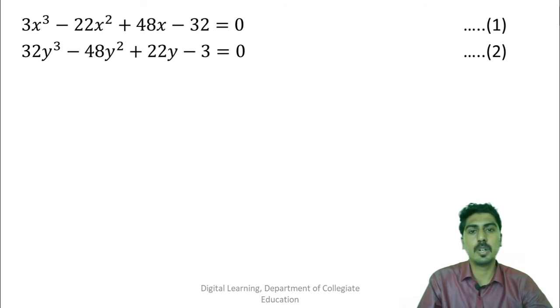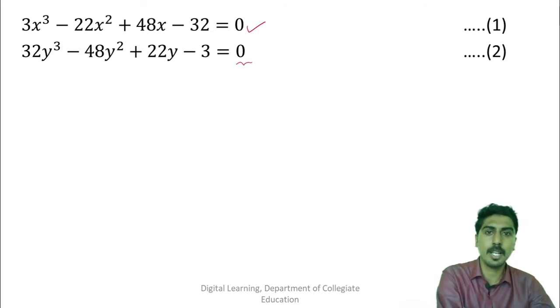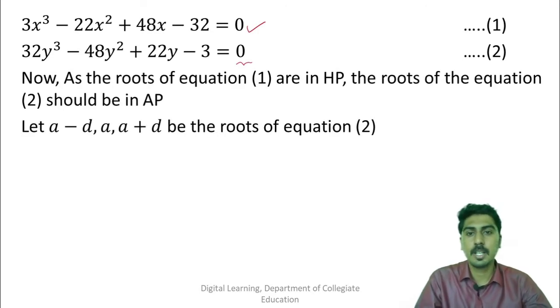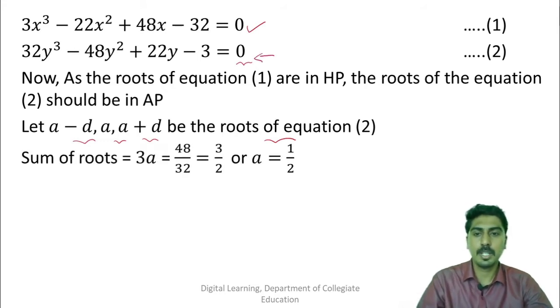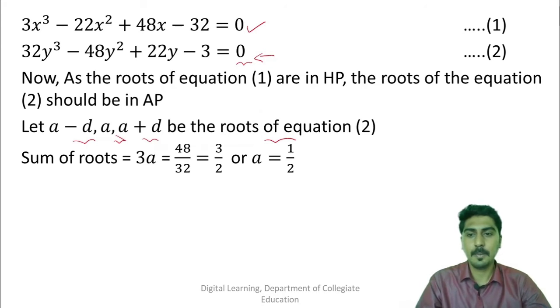Given that the roots of the given equation are in HP, so the roots of the transformed equation should be in AP, that is arithmetic progression. Let a minus d, a, a plus d be the roots of this equation. The sum of roots is 3a. We have a formula to find out the sum of roots, that is minus of minus 48 by 32. We get a equal to 1 by 2.